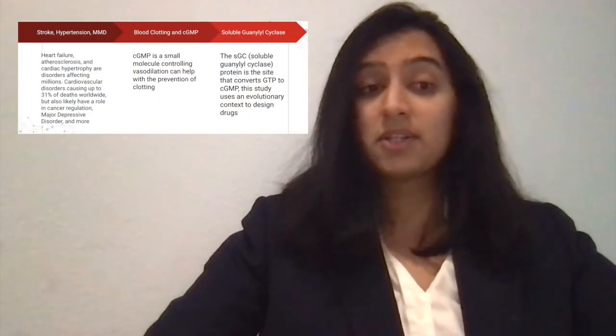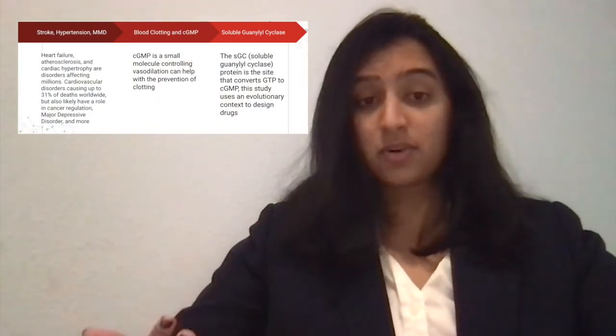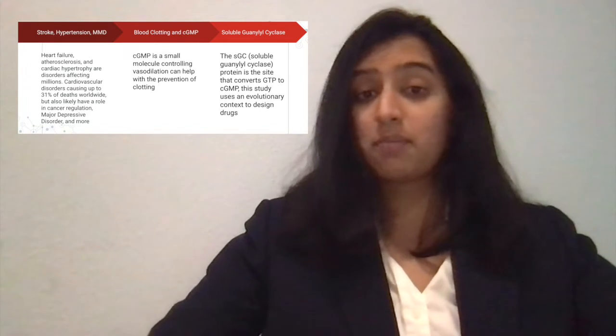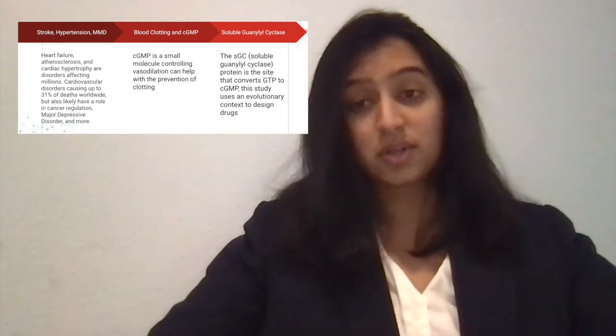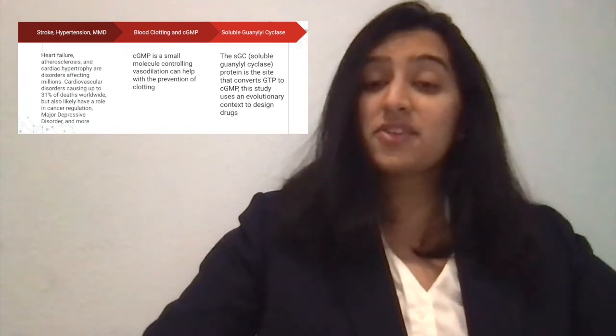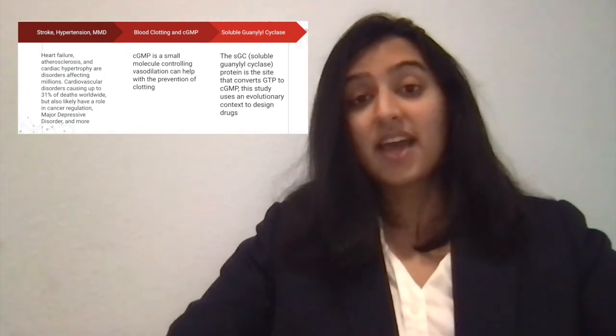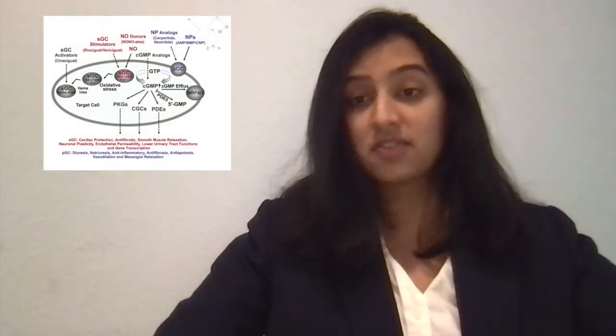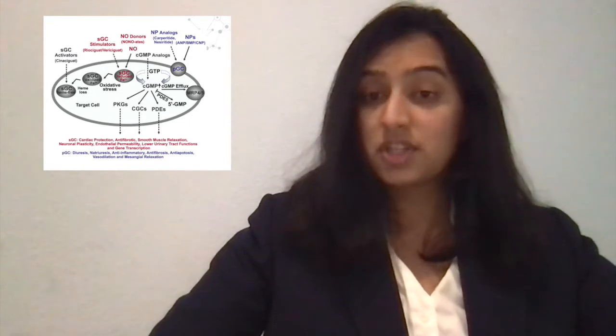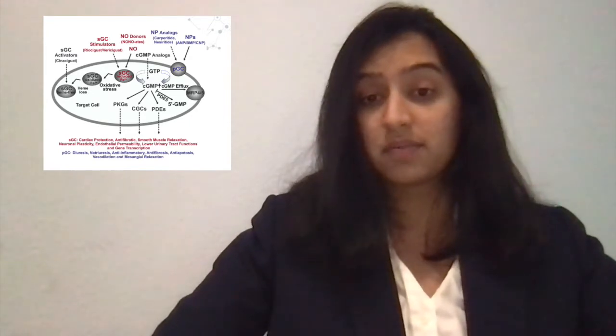By controlling vasodilation further, we can find treatments for not only the highly rampant disorders, but also some of these rare ones like Moyamoya disease, which has little to no treatment options. The first goal is to find a target to later develop drug candidates for. My project targets soluble guanylyl cyclase because it is a site that converts GTP, or guanosine triphosphate, to the signaling molecule cGMP, which controls vasodilation.